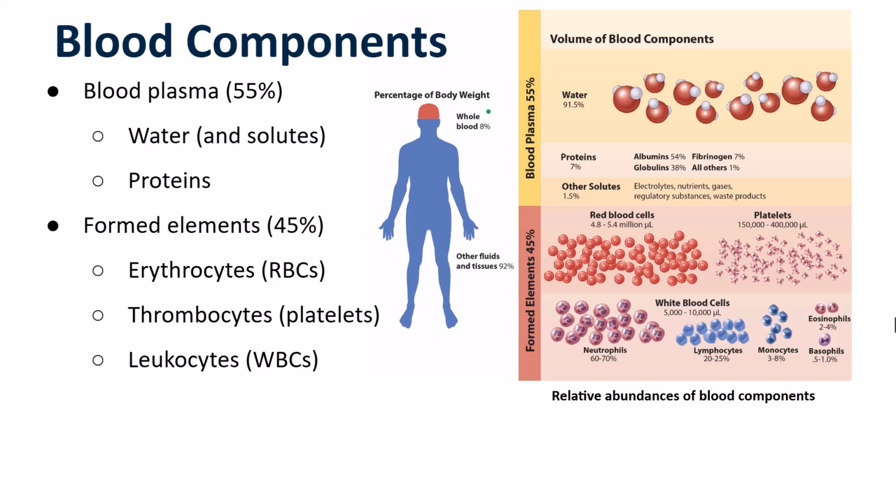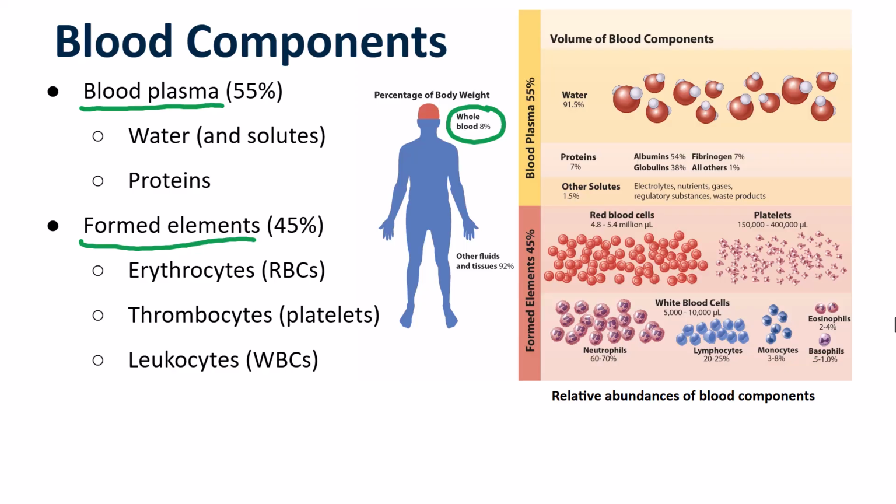Whole blood is approximately 8% of an individual's body weight. And of that, we can divide whole blood into its constituents of blood plasma, comprising 55% of whole blood, and the formed elements, which are 45% of whole blood. Blood plasma is predominantly water. It's nearly 92% water. And the remainder of that are various solutes and proteins within the blood plasma.